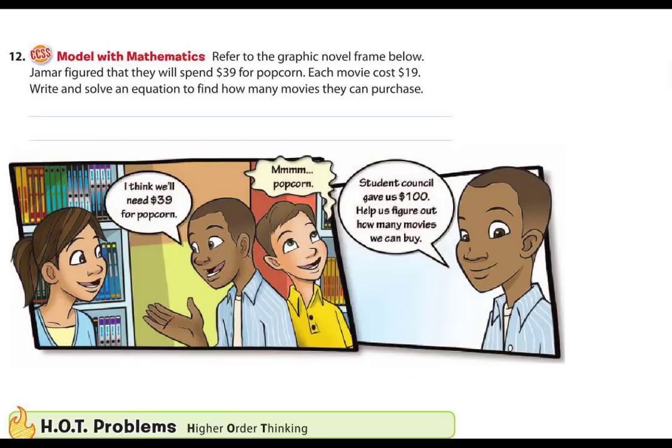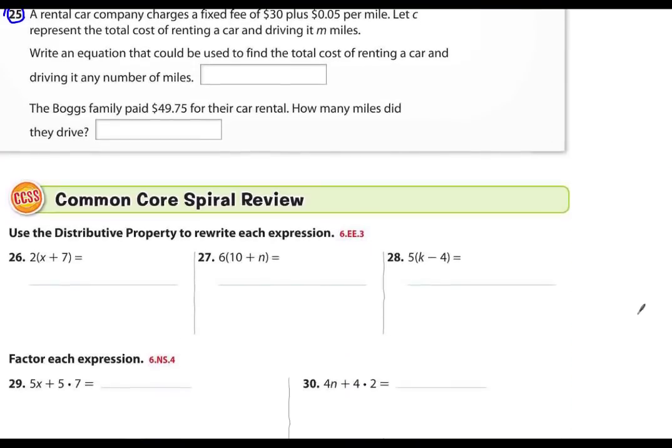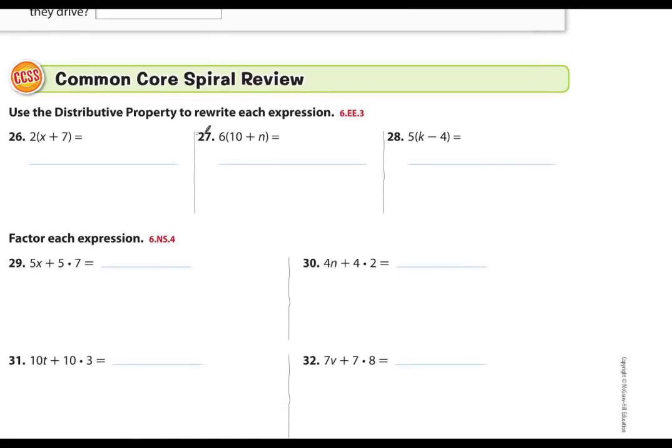Then, if you could flip a couple pages over, skip these extra practice for now, I'd like you to do 24 and 25. I'm going to come back to 24 here in just a moment. And then 27, 29, and 31.